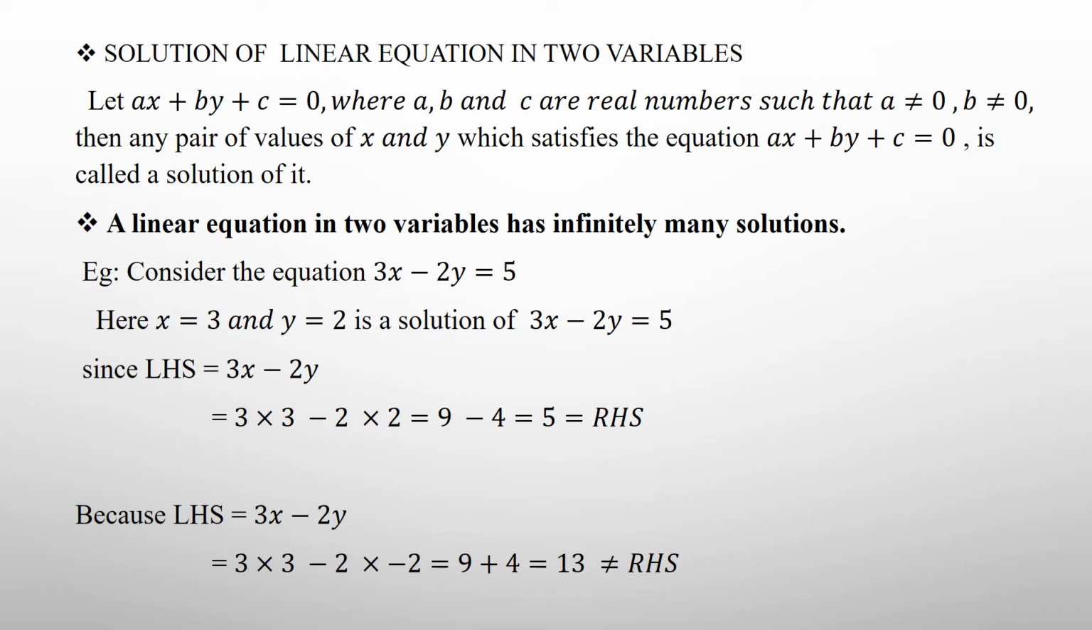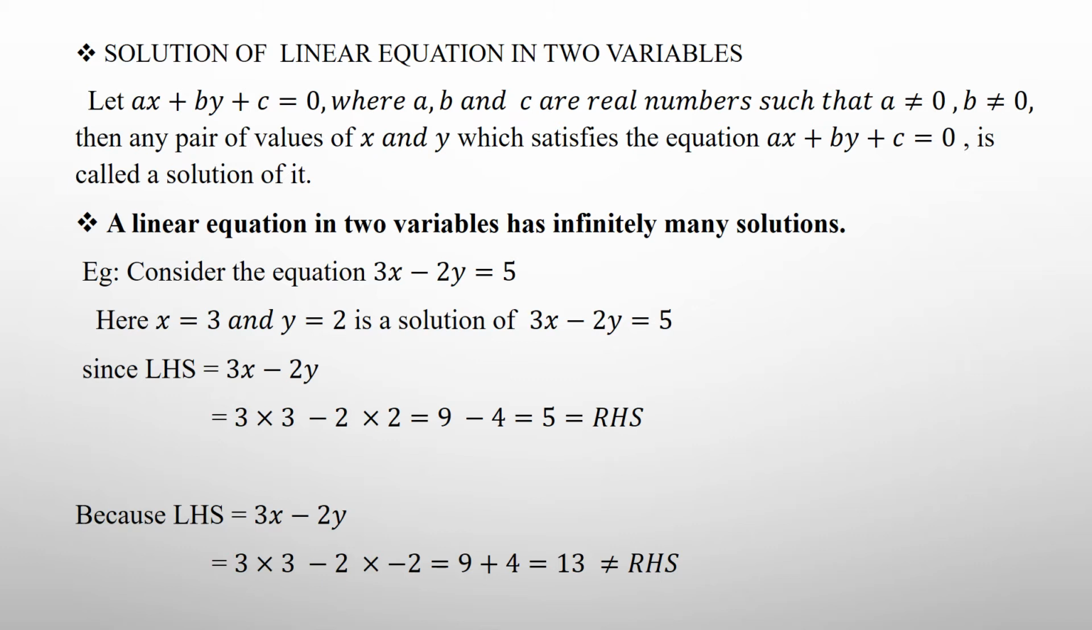Let's take an example of a linear equation in two variables. 3x minus 2y equal to 5. Here, x equal to 3 and y equal to 2 is a solution of 3x minus 2y equal to 5. Because when we substitute x equal to 3 and y equal to 2 in LHS, our LHS becomes 3 into 3 minus 2 into 2, which is 9 minus 4 equal to 5, which is our RHS. We can say that LHS equal to RHS, and therefore x equal to 3, y equal to 2 is a solution of the given equation.